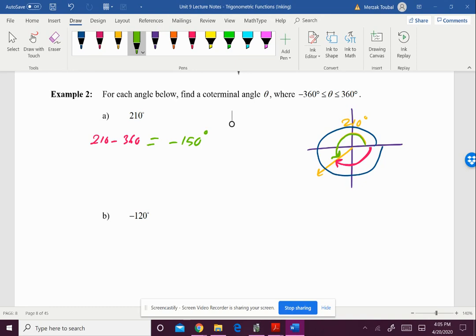Now, coterminal angles can be found by adding 360 or subtracting 360. So if you already have a positive angle, then if you subtract 360, you'll find the coterminal angle. If you have a negative angle, you add 360. So let's make a figure for example B.